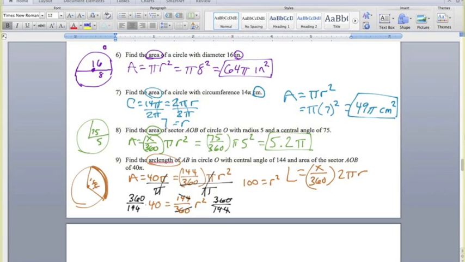So if 100 is our radius squared, then our radius is 10. And now we can plug in to our arc length formula to find what we really wanted to know. You can plug that all in the calculator. 144 divided by 360 times 2, skip the pi, times 10. And that gives 8. And that pi just tags along.